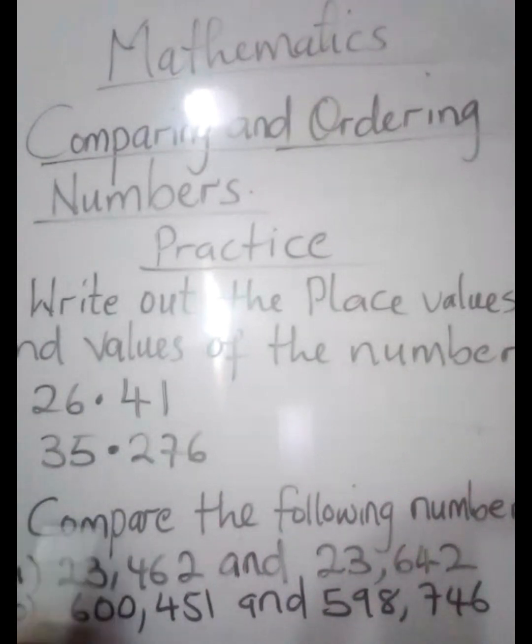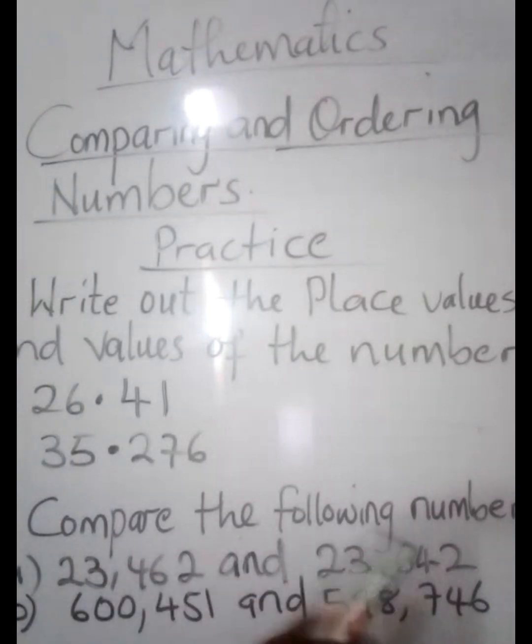Then number 2 says compare the following numbers. So for A, you have 23462 and 23642. I'm deliberately not calling the real names. I need you to figure that out. Now when you compare, you can also write out their names in the written form, word form. And the second one here is 600451 and 598746. So you try your hands on this and see how much of this concept you understand.